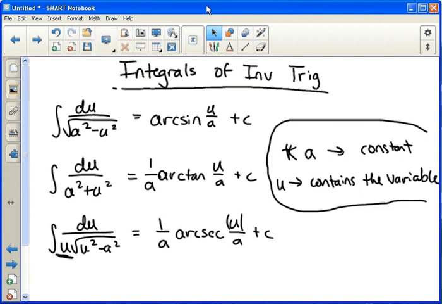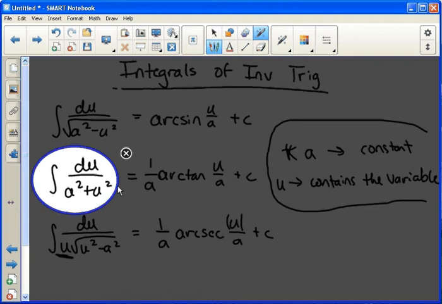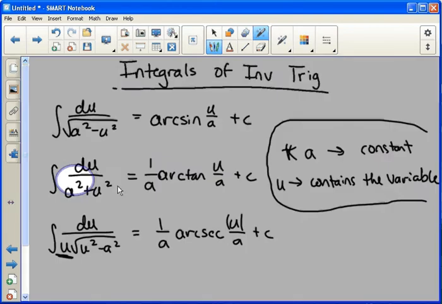First of all, it's important to note that the a always represents a constant, and the u is always going to contain a variable. That's very important when it comes to the arctangent rule, because since that's a squared plus u squared, it does not matter what order you add things in. It may say 9 plus x squared, or x squared plus 9, but either way, the x squared has to be the u squared, and the a squared has to be the 9, because a is always a constant, and u always contains a variable.